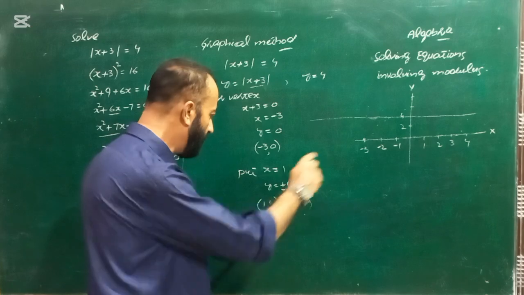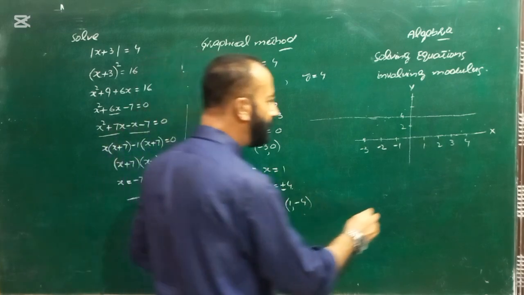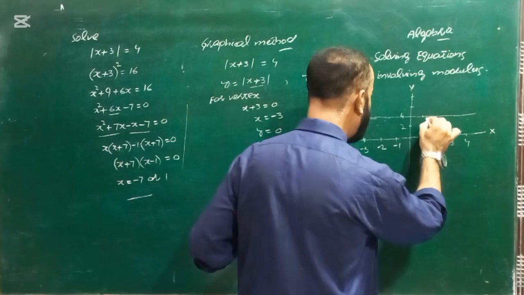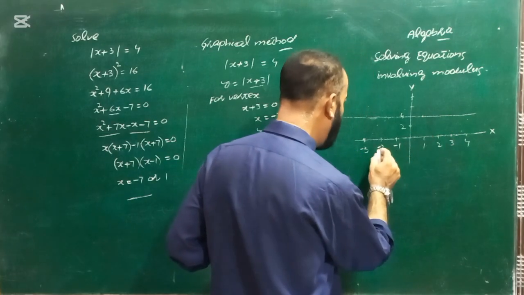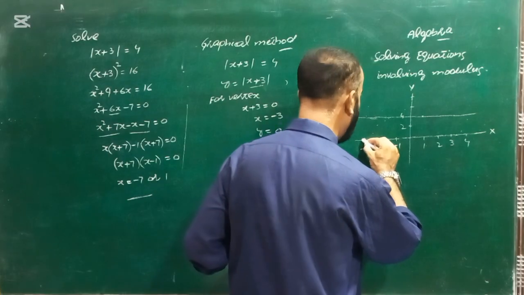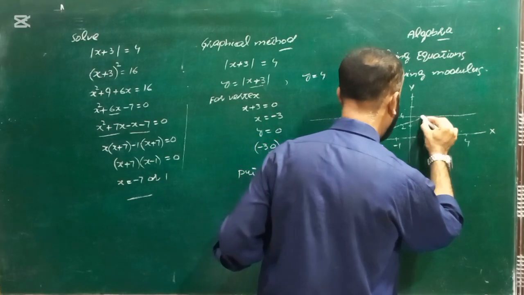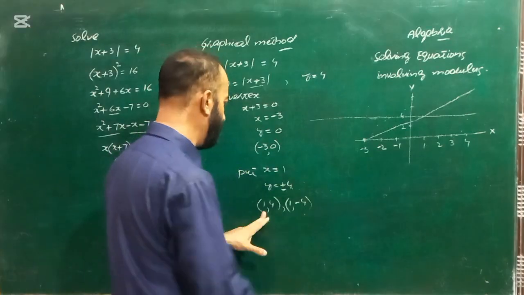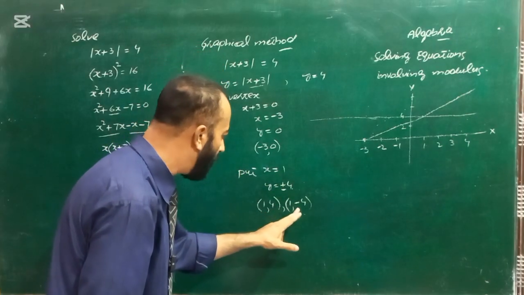So look now how it will be plotted. So (1, 4). Here is 1 and here is 4. So this is the point, and you will join the vertex with this point with the help of a scale. So look now, this will be the graph on the right hand side of the vertex.